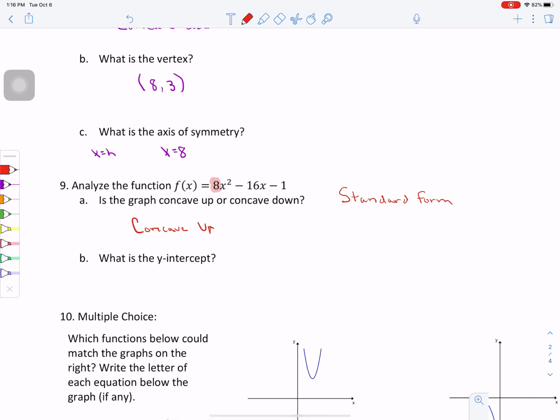And the y-intercept is the c value. The c value is located at the end of the problem. So in this case, your c value is going to be 0, negative 1. That will be your y-intercept.